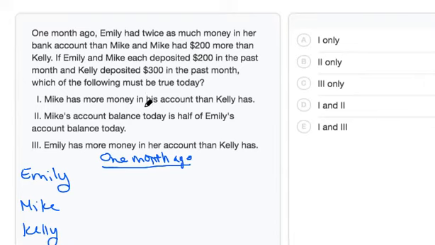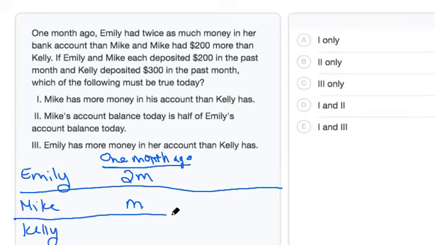So we need to give Mike's amount of money that he had in his bank account a variable name, since we don't know how much money he exactly had. So let's go ahead and let's call that M. And we could then represent Emily's amount of money as 2 times M, since that's twice as much as Mike. We're also told that Mike had $200 more than Kelly. So for Kelly, we can represent her value 1 month ago as M minus 200. So let's go ahead and read on.